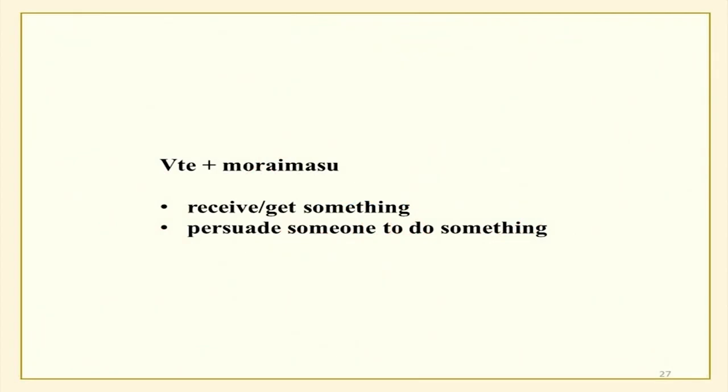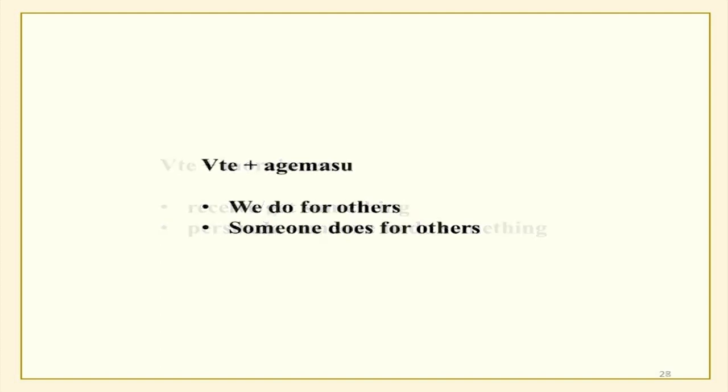So, by using te form of the verb plus morau, as you saw just now, we say that we get or we receive, or we arrange or persuade someone to do something for us. By this we basically mean that a favor was done to either me or to someone else. In a broader sense, you could say basically a favor done. Similarly, we use the te form for ageru when we do something for others or when someone else does something for someone else or others. Now you can look at these examples and try to understand. Tomodachi ni seta o tsukutte agimashita.